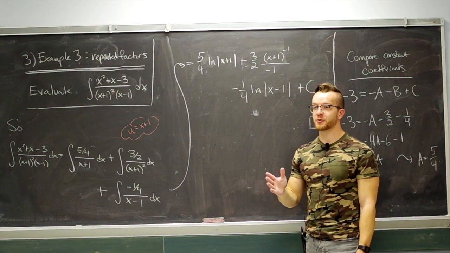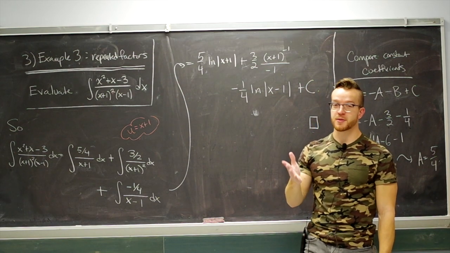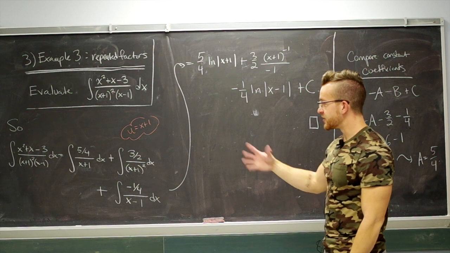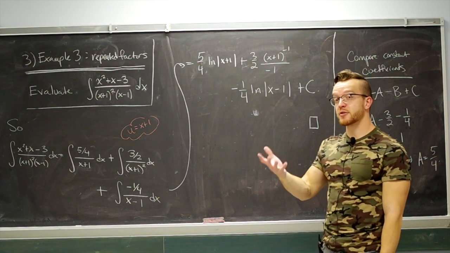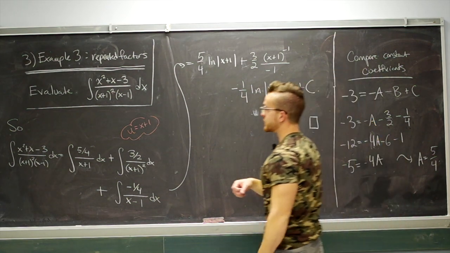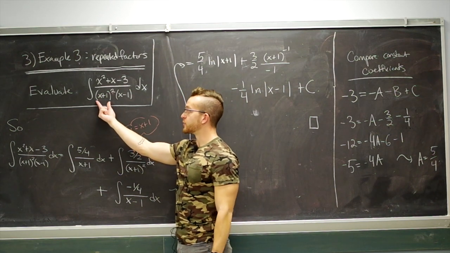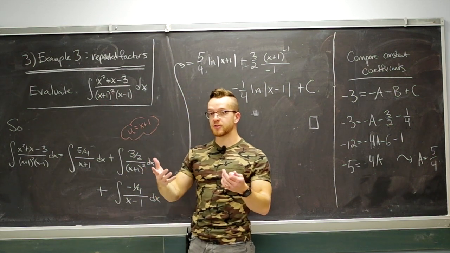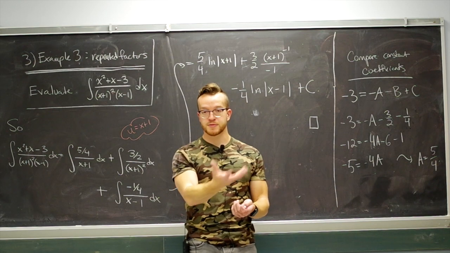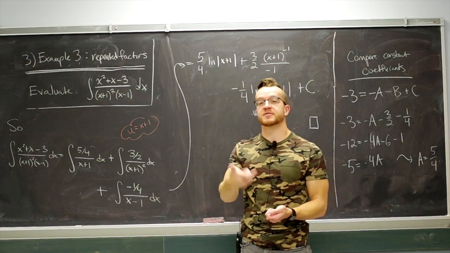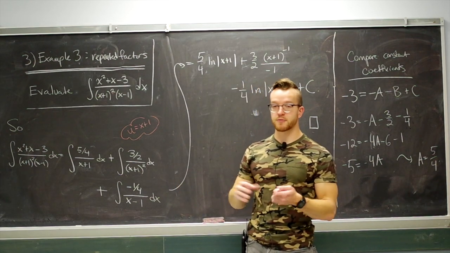So the numbers were a little uglier. That'll happen, something to get used to. The main thing to take away from this example is the repeated factors. If you have a factor appearing multiple times, the preferable way to deal with this is to have multiple terms where the denominator has successively increasing powers of the function.